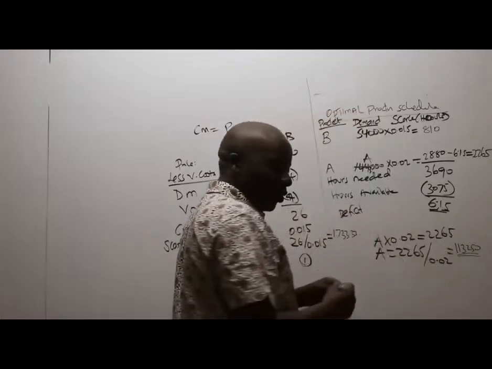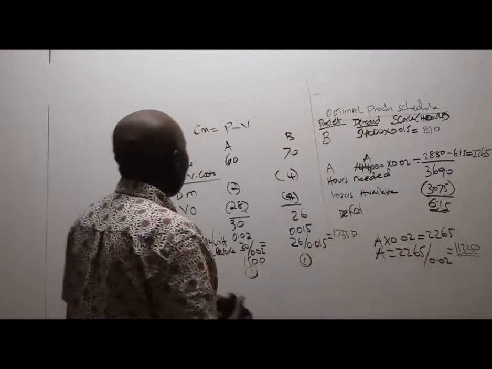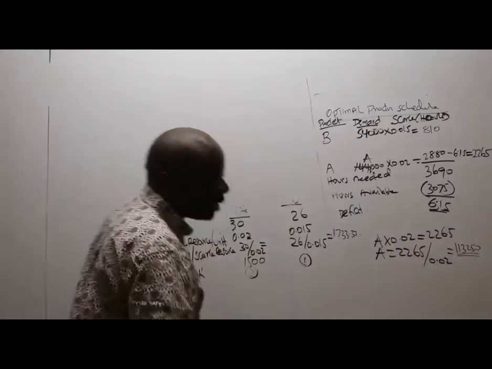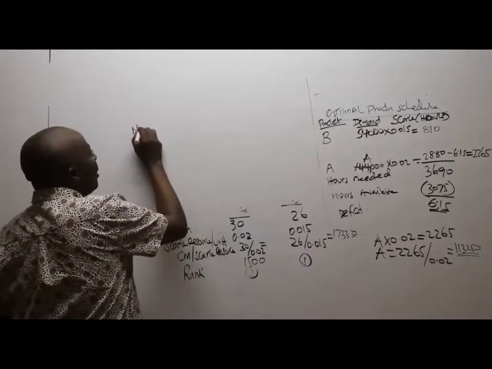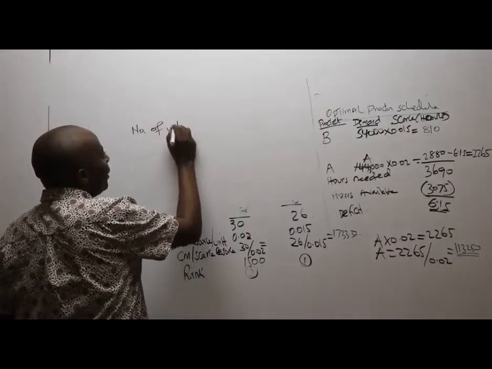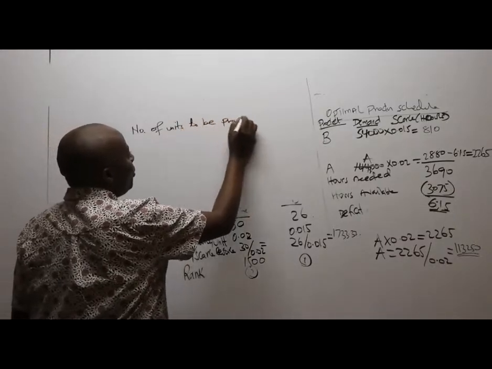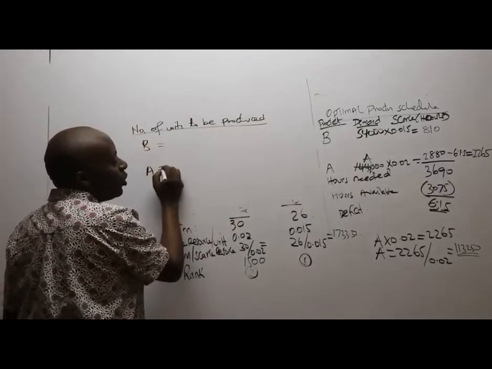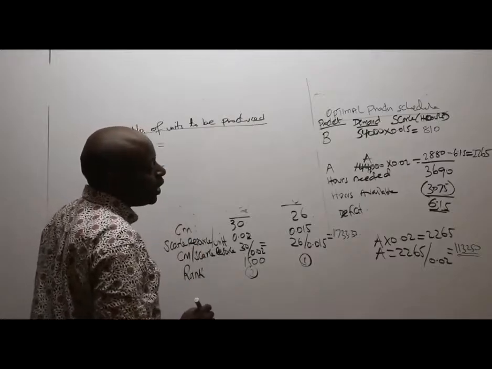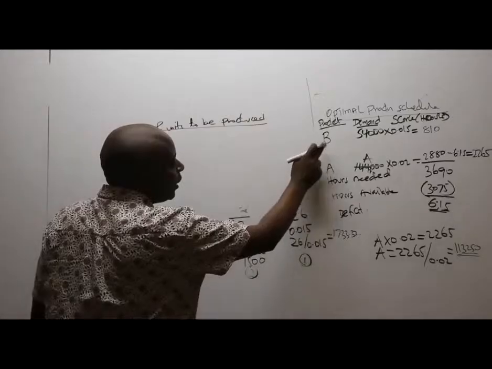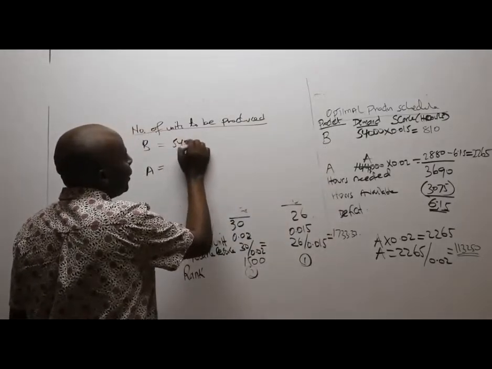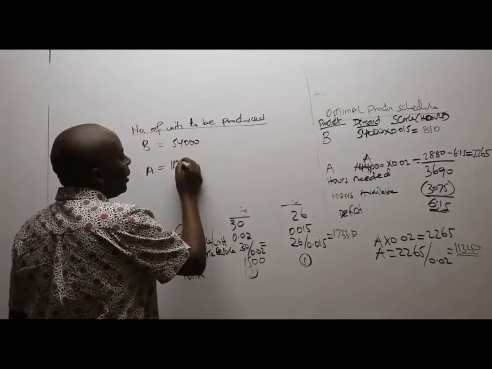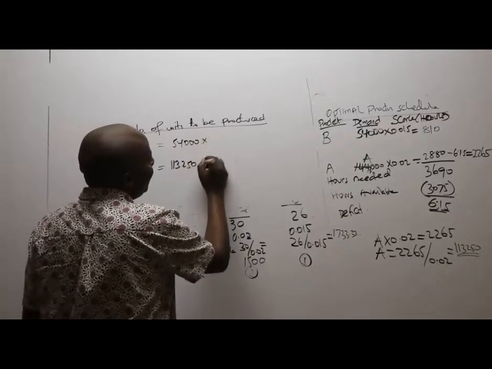So therefore the optimal production, the number of units to be produced. For boy, you're not altering boy. Boy is 54,000. And for A, you've told me to produce 113,250.